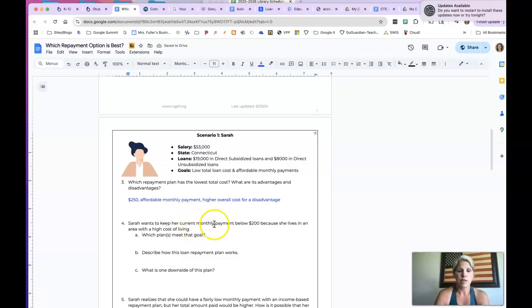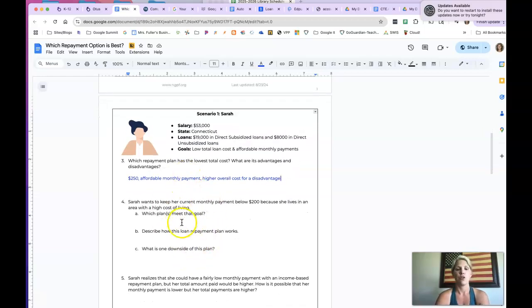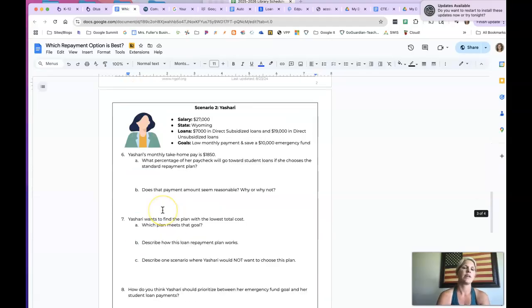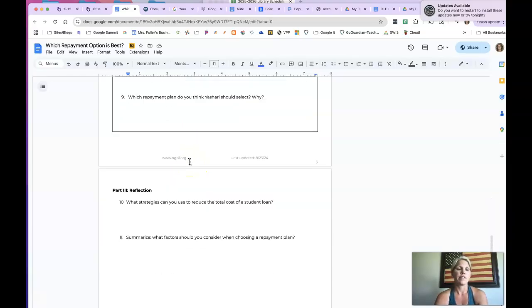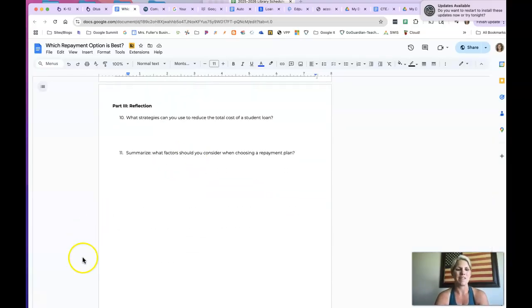Okay, and then she wants to keep her current monthly payment below $200 because she lives in an area where there's high cost of living. So you'll go back, find those plans, answer this. Then you'll restart the calculator with Yashari and different options and goals, and then just finish out completing this page.